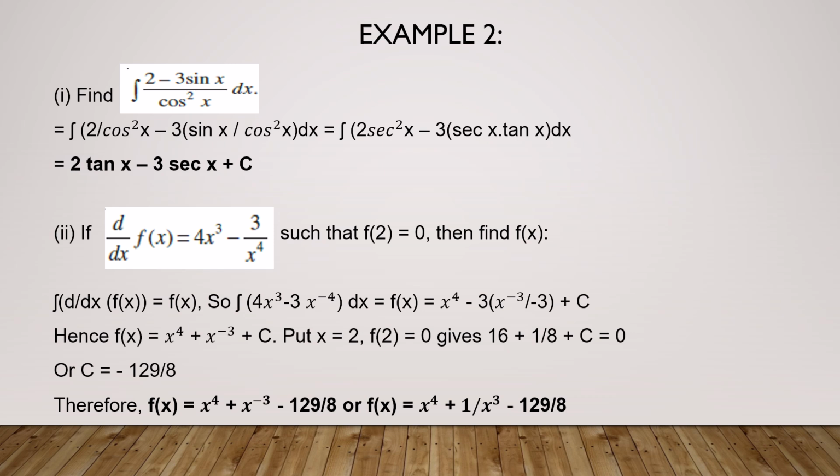Now, to find the original function, you need to have the value of the constant, and they have given one more piece of information, f of 2 is 0. So in f(x), what we have obtained, put x equal to 2 and equate it to 0. You will get the value of the constant, which is minus 129 by 8. So now our actual function is f(x) is equal to x raised to 4 plus x raised to minus 3 minus 129 by 8. This is our original function which we needed to find.